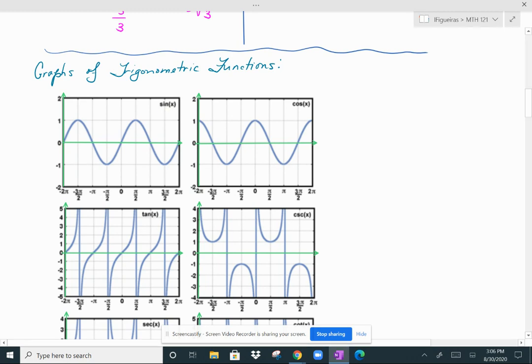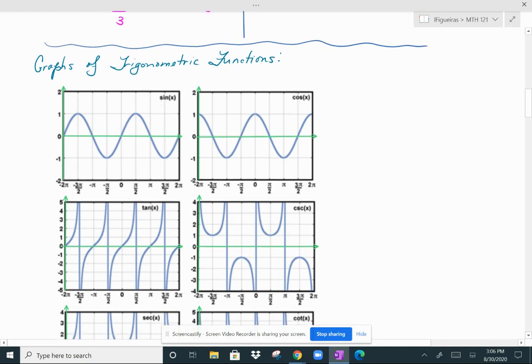And then cosine starts at 1 and then goes down to 0. So it is a shift of the sine function by 90 degrees or pi over 2 radians. So it starts at 1, goes down to 0, down to -1, back to 0, back to 1. And again, this oscillates on and on forever.